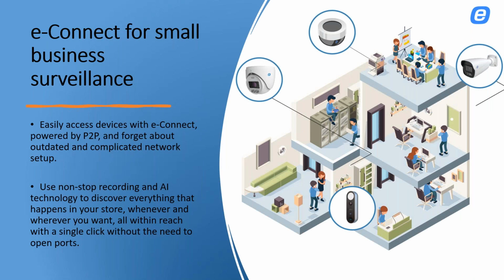So, eConnect for small business surveillance. You can easily access devices with eConnect powered by P2P, and forget about outdated and complicated network setups. So no more, you don't have to open ports, you don't have to create DDNSs.